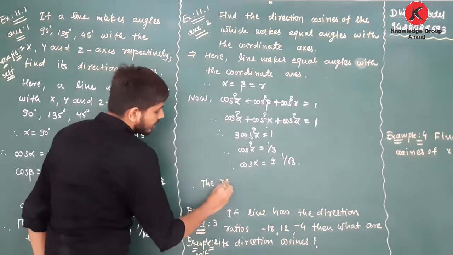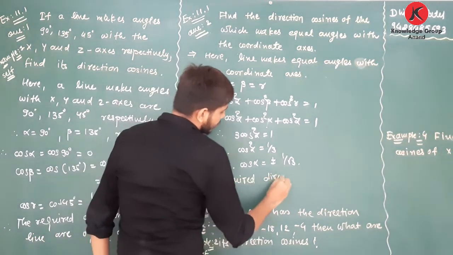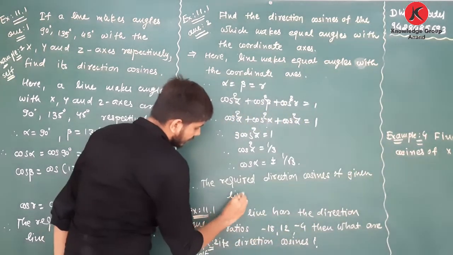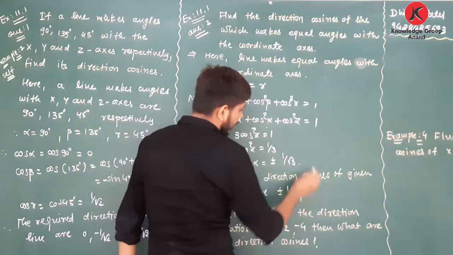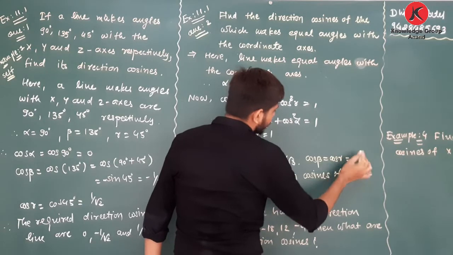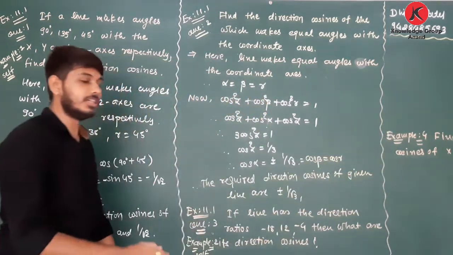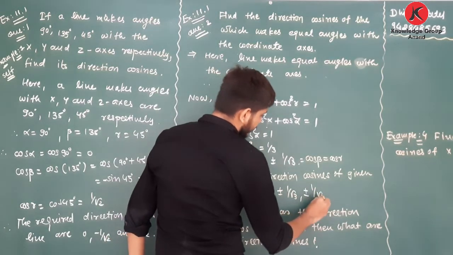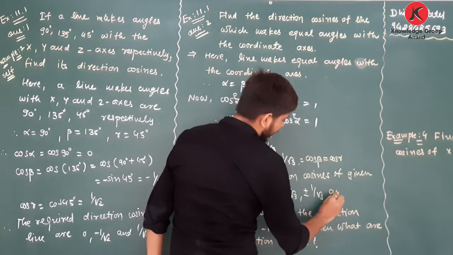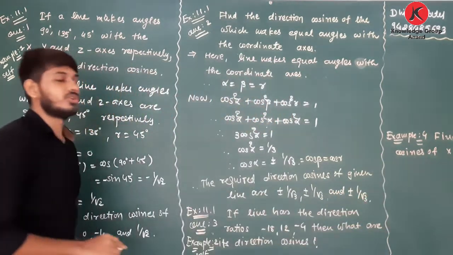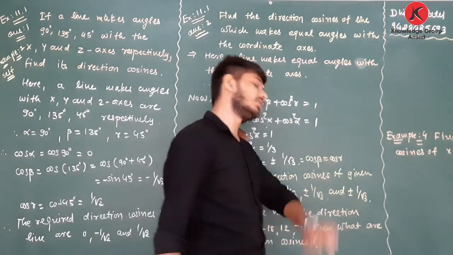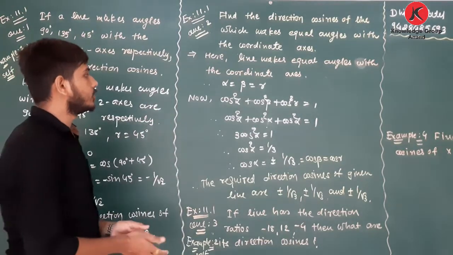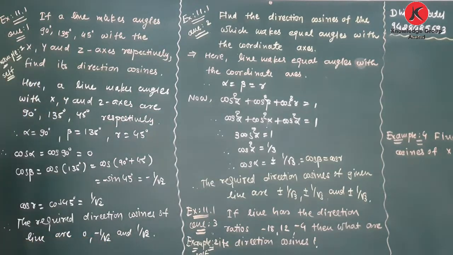Therefore the required direction cosines of the given line are plus or minus 1 by root 3. Cos beta, which is also equal to cos gamma, is also plus or minus 1 by root 3 here, because they are equal. Therefore the direction cosines are plus or minus 1 by root 3, plus or minus 1 by root 3, and plus or minus 1 by root 3, for which the line makes equal angles with the coordinate axes, alpha equals beta equals gamma. Now we are going to discuss the next question.